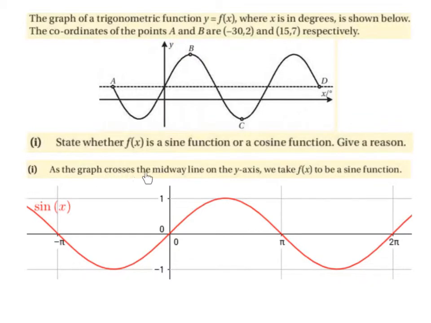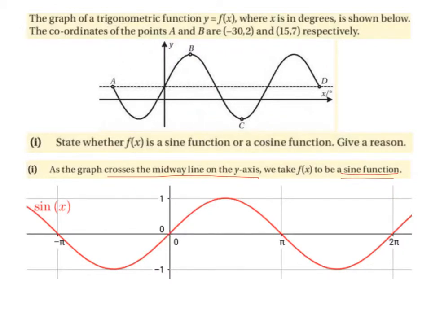As the graph crosses the midway line on the y-axis, we take f of x to be the sine function. For example, here's the graph of y equals sine of x, below in red, and we can see that it crosses the y-axis at the point (0, 0). And since the midway line for the graph of y equals sine of x is the actual x-axis itself, it is crossing the midway line on the y-axis. So here's the y-axis, and this is the point at which it crosses the y-axis.